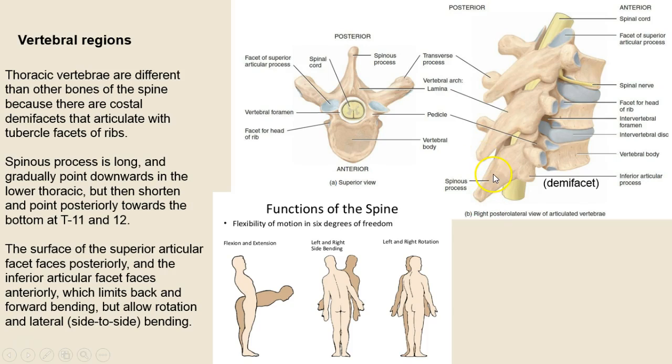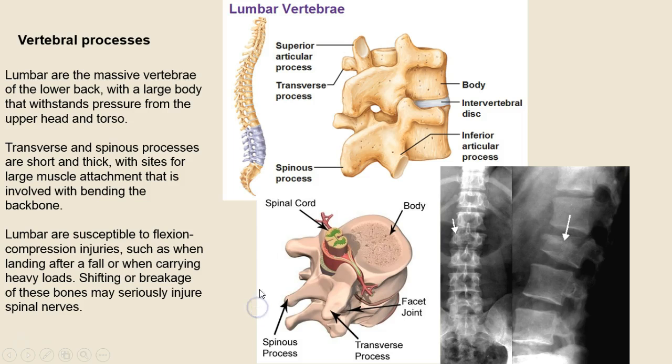All right, the articulation of the inferior and superior articular facets allow for side-to-side bending in the thoracic region, but they don't really allow for flexion and extension. Okay, that comes later in the lumbar. So here we have side-to-side, lateral.